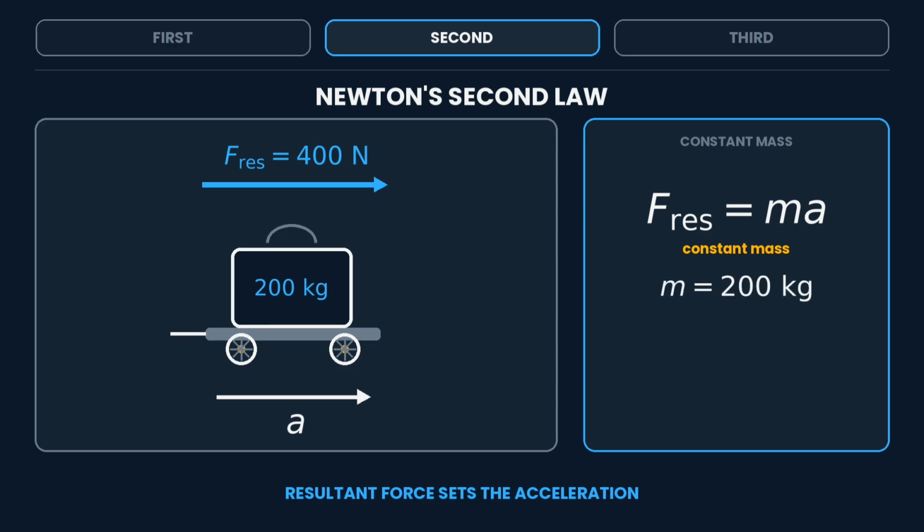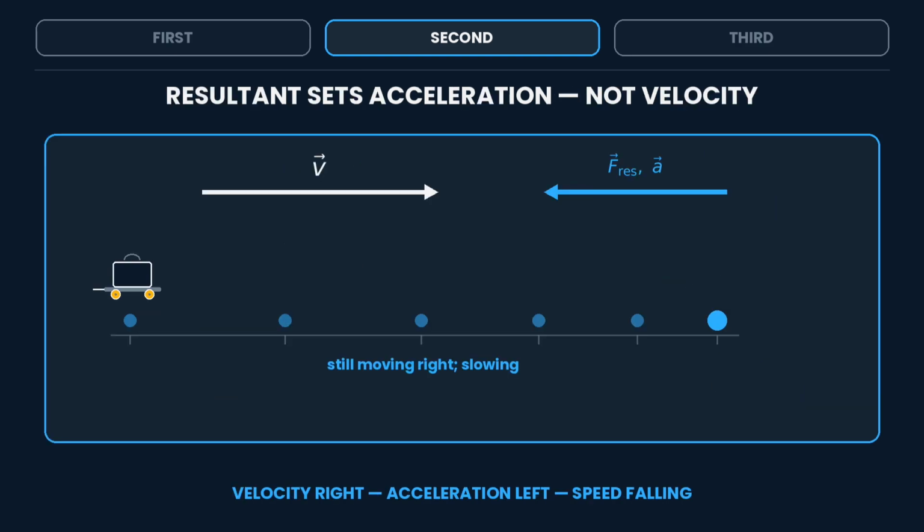The trolley and case have a combined mass of 200 kilograms. Rearranging gives acceleration equals the resultant force divided by the mass. 400 divided by 200 gives 2.0 meters per second squared in the forward direction. Acceleration points in the direction of the resultant, not necessarily the velocity. A trolley moving right with a resultant to the left accelerates left, and therefore it initially slows down.